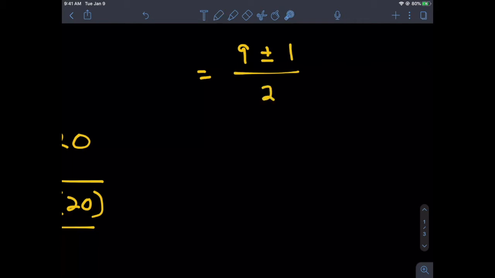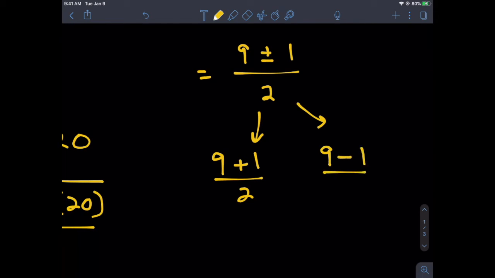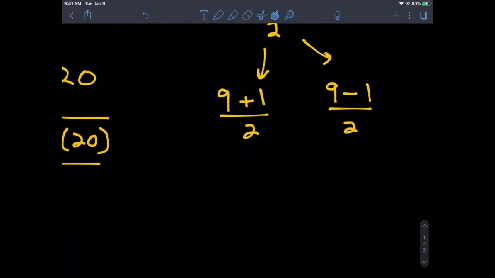And now we have this very curious little plus and minus here. What that actually means is that we have to add the 1 to the 9 and we have to subtract it. So we got two different equations here. 9 plus 1 over 2. And then a second equation where instead of adding we are going to subtract our 1 all over 2. And then it's two equations here.